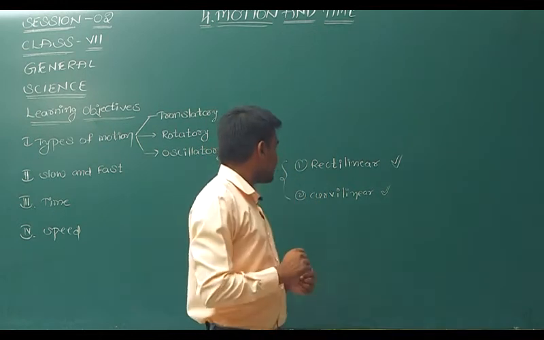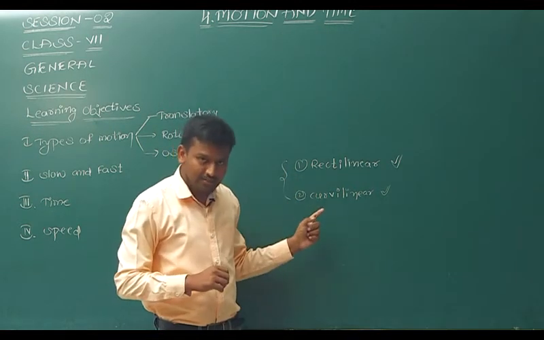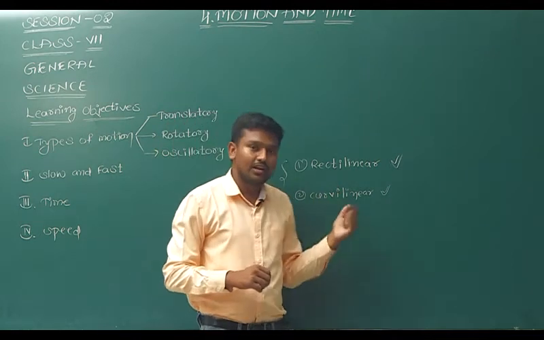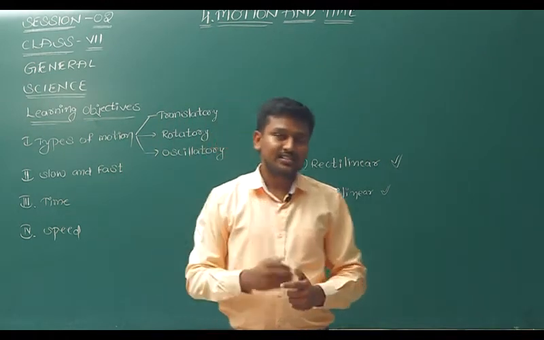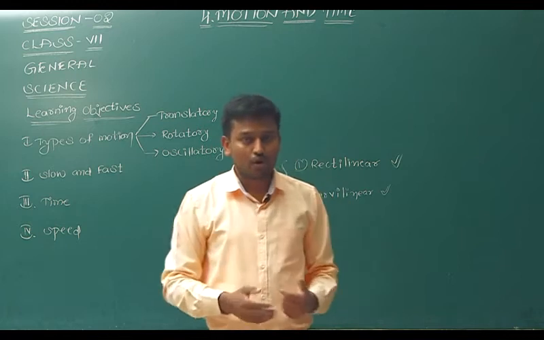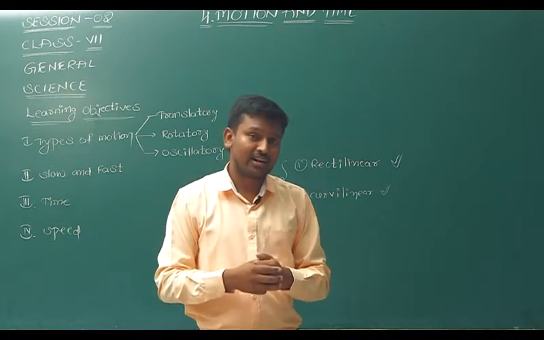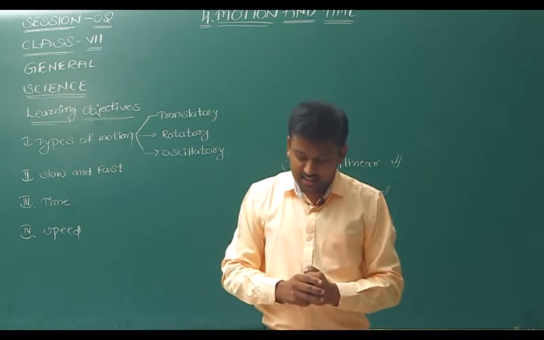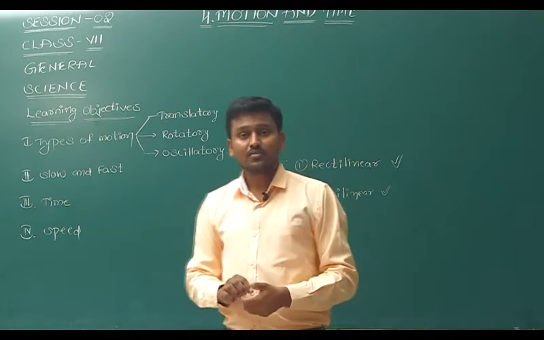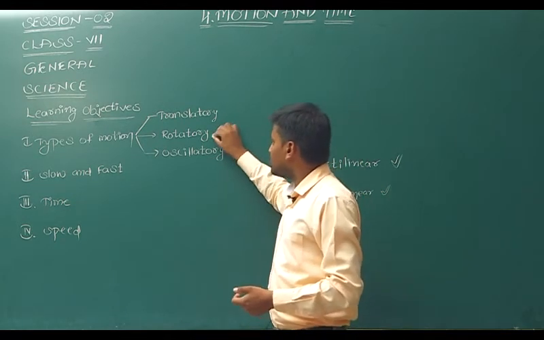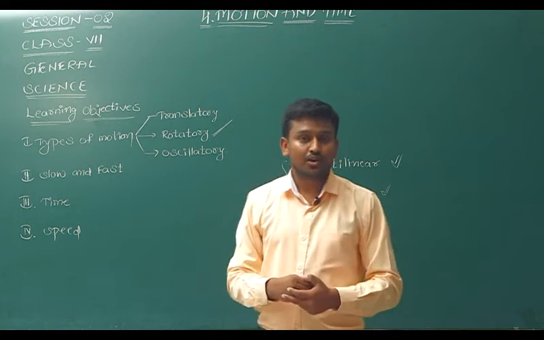I hope you understand this topic, rectilinear and curvilinear motion. This rectilinear and curvilinear together is called translatory motion. So, we have seen almost 8 examples of rectilinear and curvilinear motions. And now, let us see another one, the second one, rotatory motion. So, what is this rotatory motion?